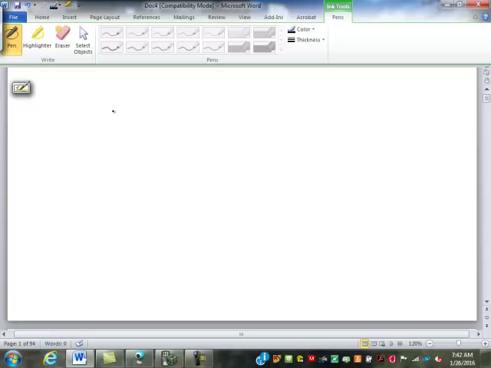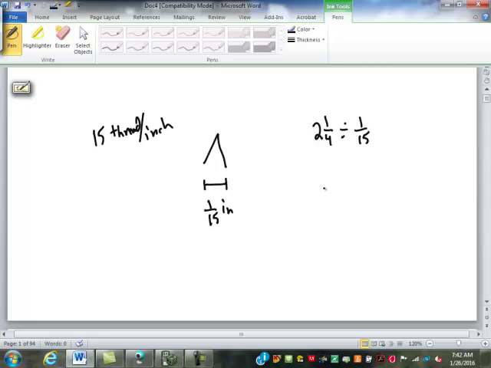34. This is 15 threads per inch. That means one thread is 1/15 of an inch, right? If the bolt is 2 1/4 inches long, I can do 2 1/4 divided by 1/15, or I could just do 2 1/4 times 15 because there's 15 threads per inch. And you are correct. That gives me 33.75 threads.